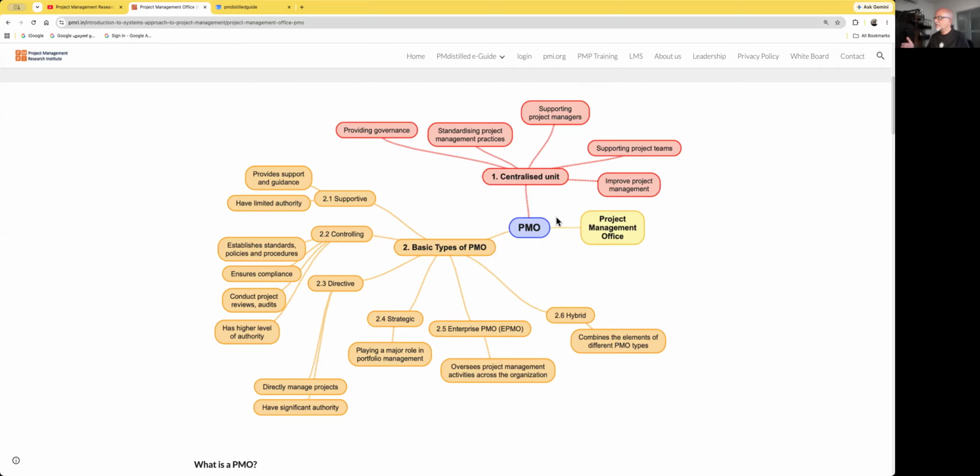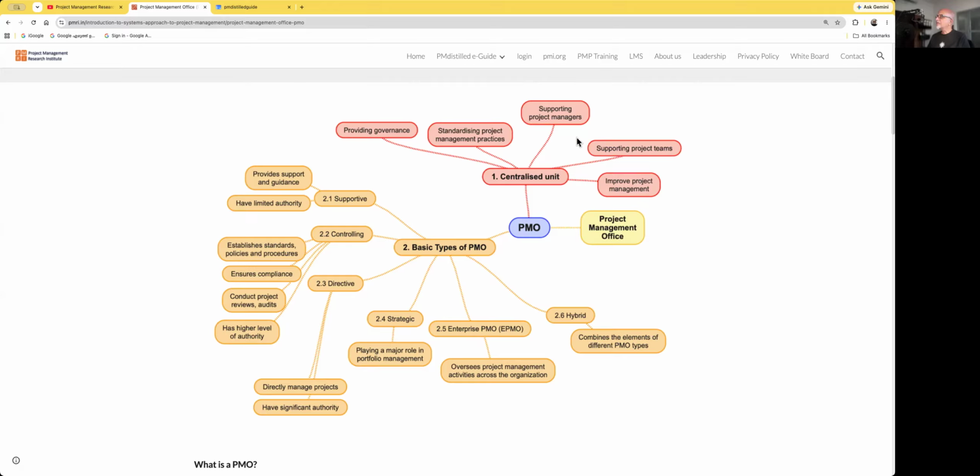So, like we have the finance department or HR department or procurement department, organizations have a separate department or entity called a PMO, that is the Project Management Office. So it is a centralized unit. It provides governance framework to the projects. They standardize the project management practices within the organization. They support the project managers. They support the project team by way of training, providing tools, templates, etc.